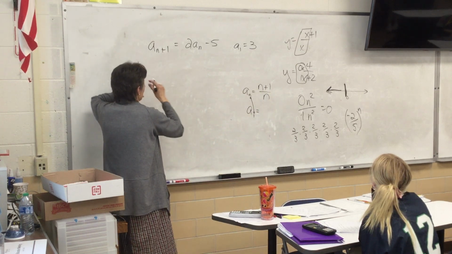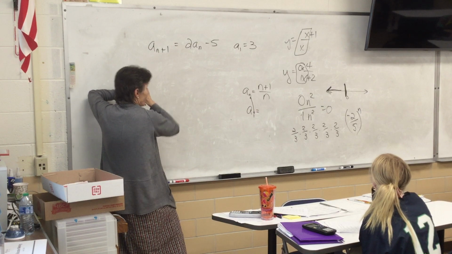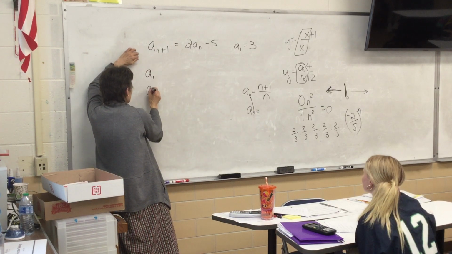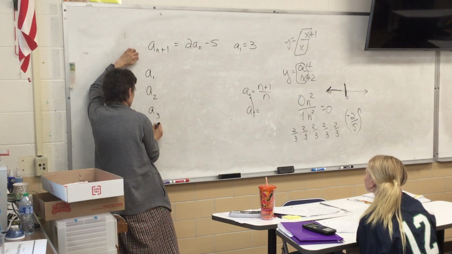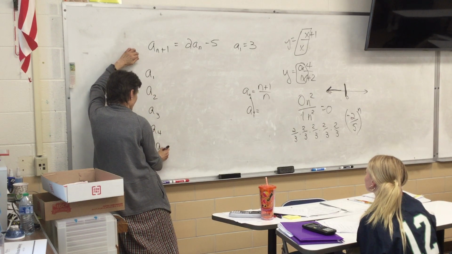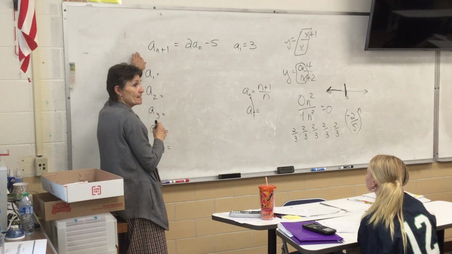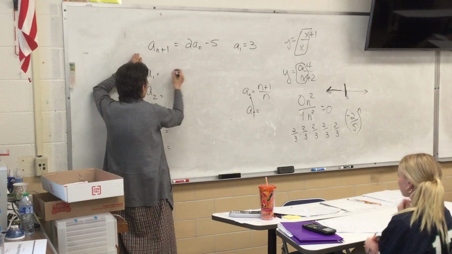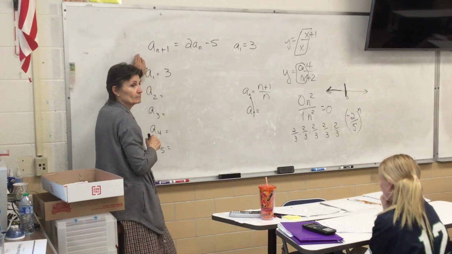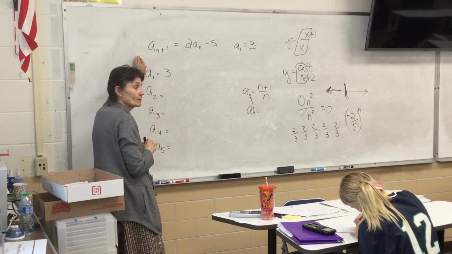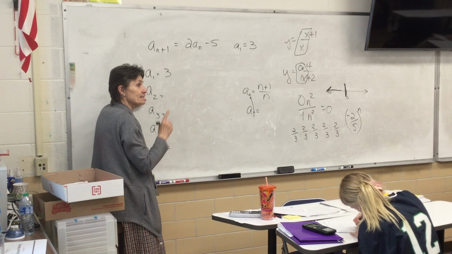So this problem says we need to find the first 5 terms. So we need to find a sub 1, a sub 2, a sub 3, a sub 4, and a sub 5. Now, the good news is, I already know the first term is 3. They told me that. It's part of the problem. So now I gotta find the second term.